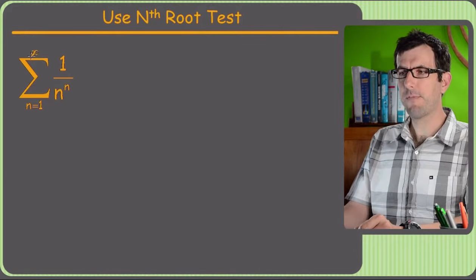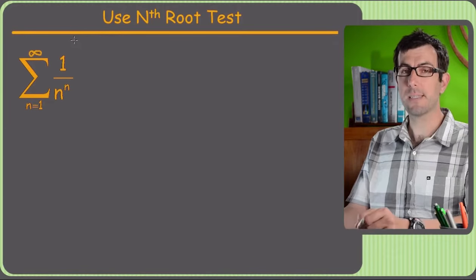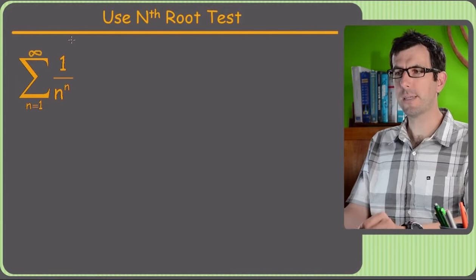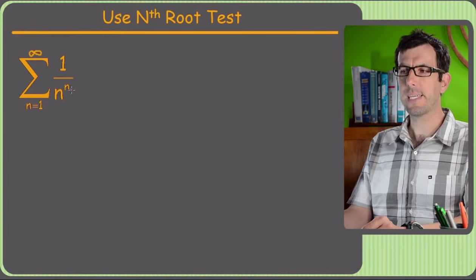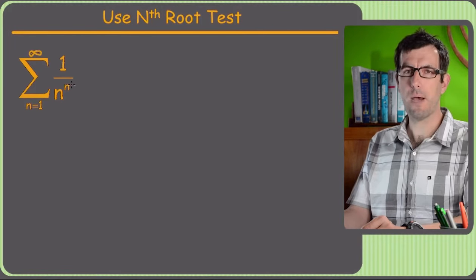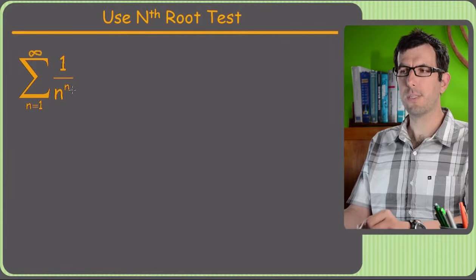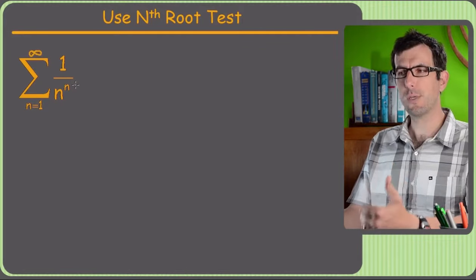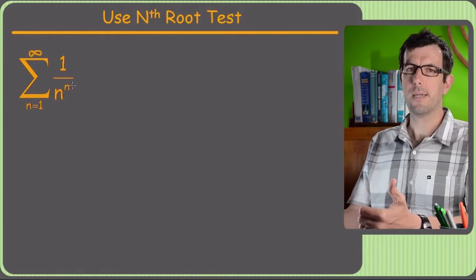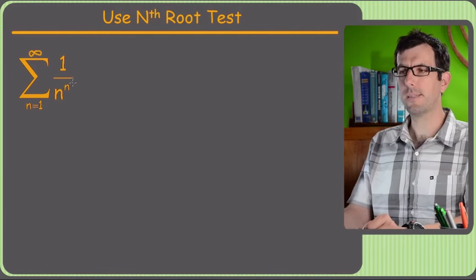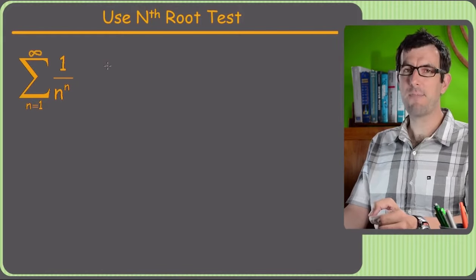So the only time I can figure out that this is a test that makes sense to use, that might be faster than other tests like the ratio test, is in the case where you actually have something to the nth power. Now, this one is pretty obvious. It's not quite a geometric series. This one's really easy to do with the comparison test. It's really easy to do with the ratio test. But it's tailor-made for the nth root test.